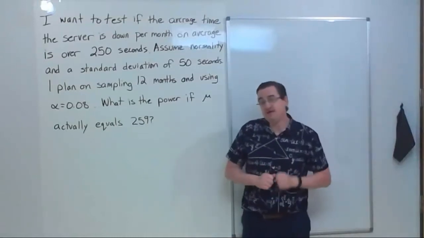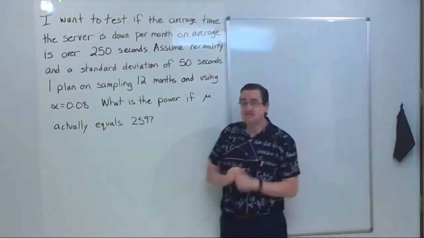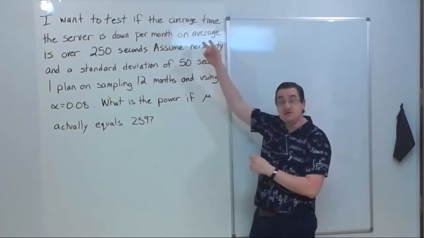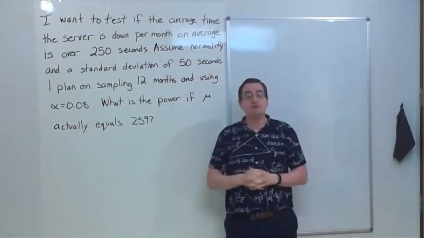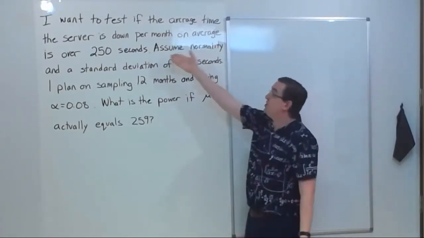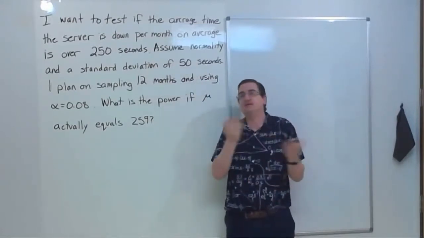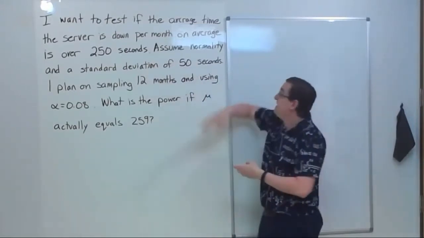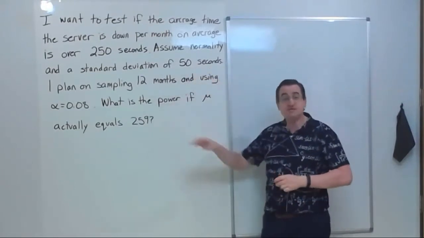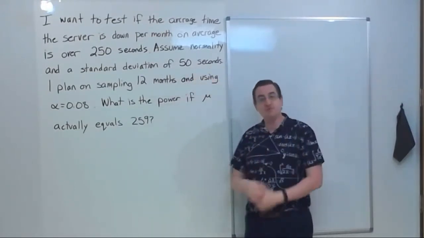Oh, it's a jungle out there, 'cause there's statistics everywhere. And here we're going to play with a scenario where we want to test a server. Is it over 250 seconds that it goes down per month? Let's pretend that's like some guideline. And we have a whole bunch of different words here. Let's pick out the pieces that we really need.